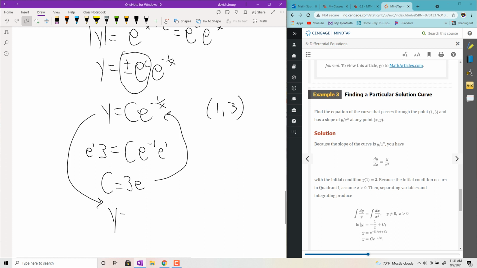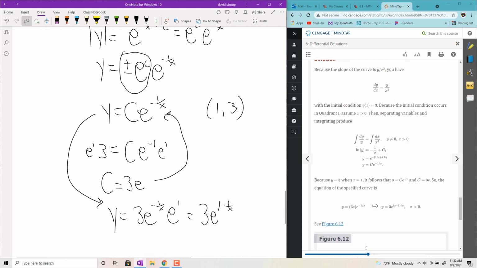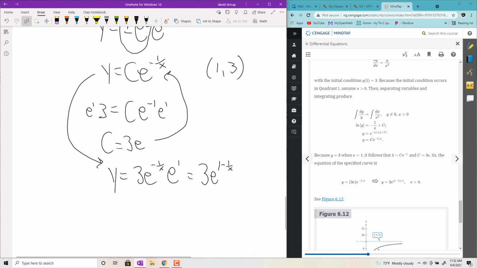So you get y equals 3e to the negative 1 over x times e to the 1, which you can rewrite as 3e to the 1 minus 1 over x, just using rules of exponents, okay? And that's pretty much what they did there. They found a common denominator and wrote it as 3e to the (x minus 1) over x, since 1 minus 1 over x would be x minus 1 over x. Okay.